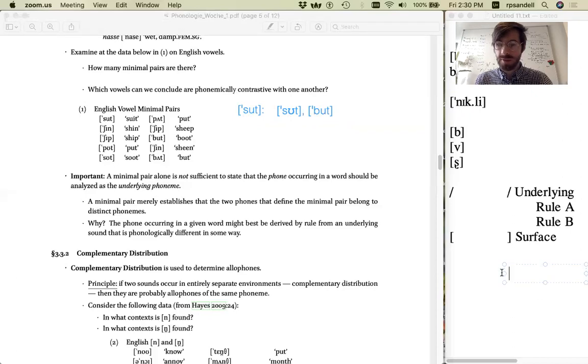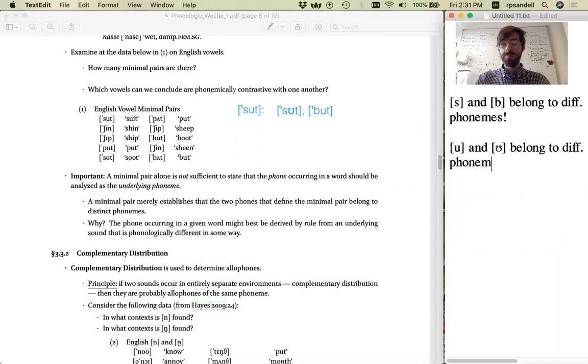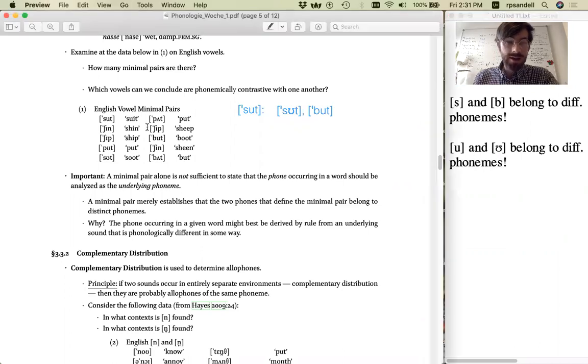So let me close that. Let's express this generalization that we've just drawn over here. Okay, s and b belong to different phonemes, and also the vowels oo and the lax vowel similarly belong to different phonemes. In the interest of time, let's find just a couple other pairs here.